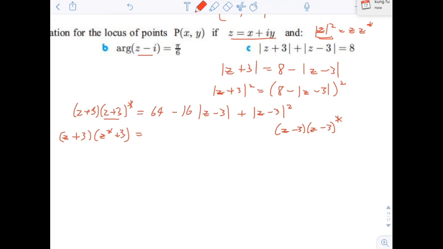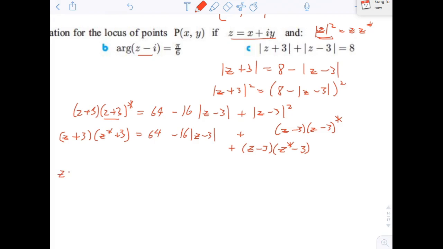And then we'll get 64 minus 16, and then z minus 3 conjugate. We can't do anything about that because it's not squared. And then we get plus z minus 3 times z minus 3 conjugate, which would be equal to z minus 3 times z conjugate minus 3 by the same reasoning that we used before, right? Now we can FOIL these expressions.